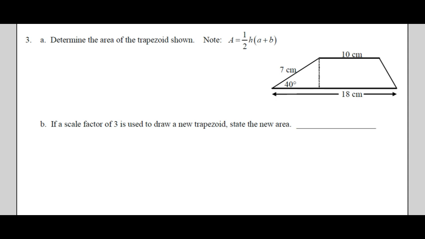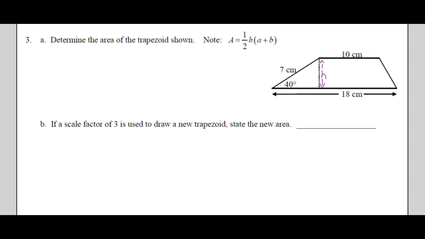Determine the area of the trapezoid shown. Okay, so there's actually a formula for area of a trapezoid, which is 1/2 h times a plus b. This is h. With the trapezoid, the height is the distance between the parallel lines. And what is a trapezoid? A trapezoid is a figure that has one pair of parallel lines and then two other lines which aren't parallel. If you look at any of the tables in the cafeteria, they're all trapezoids, right? They've got the two edges like this, and then the sides come out, so they're not parallel.